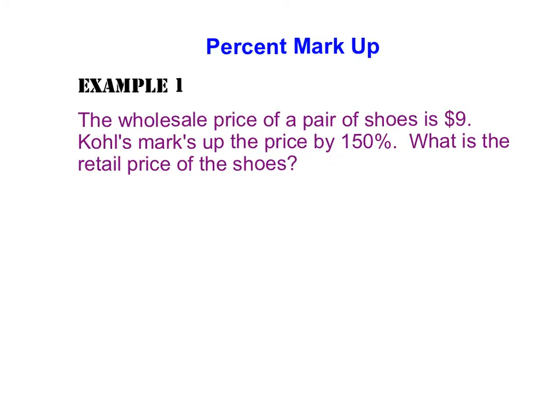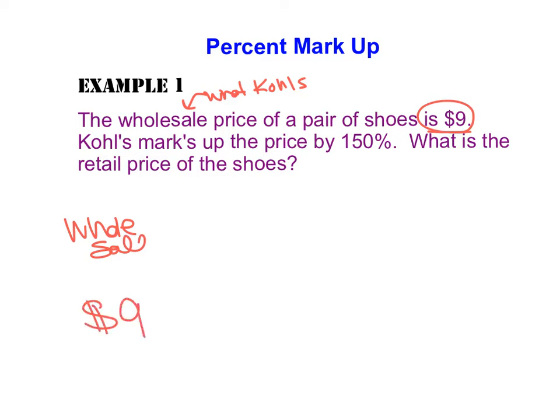So let's start by looking at an example from Kohl's. The wholesale price of an item, remember this is what Kohl's pays. The wholesale price of the shoes that Kohl's buys is $9. So we have our wholesale price, and that is $9. That is what Kohl's pays for an item. And what this next part says is that Kohl's marks up the price by 150%. So we have to figure out what we're going to add on here in order to calculate our retail price.